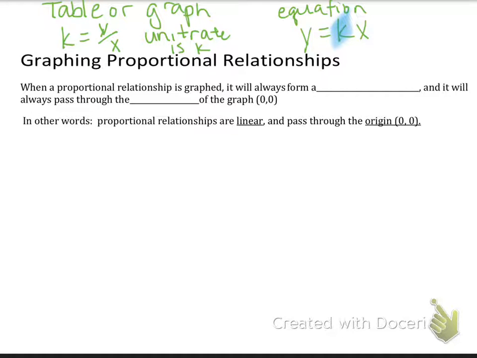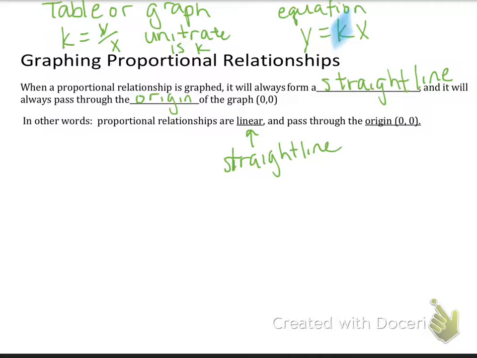So now back to graphing proportional relationships, which we talked about a little bit yesterday. When a proportional relationship is graphed, it always forms a straight line and it will pass through the origin. Remember, the origin is 0, 0. In other words, they're linear. Linear is just a fun word for a straight line. And pass through the origin.